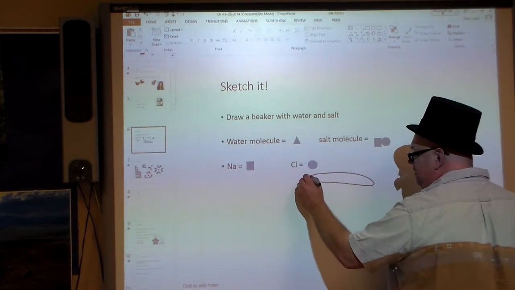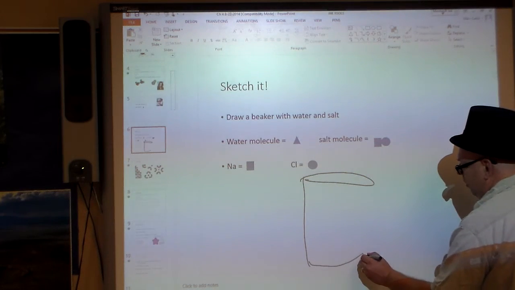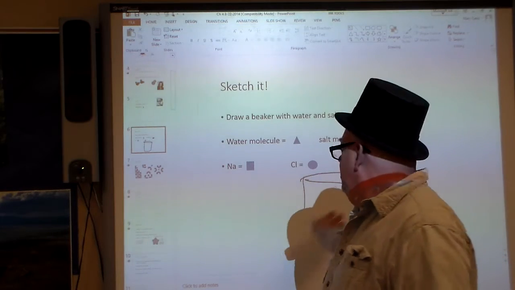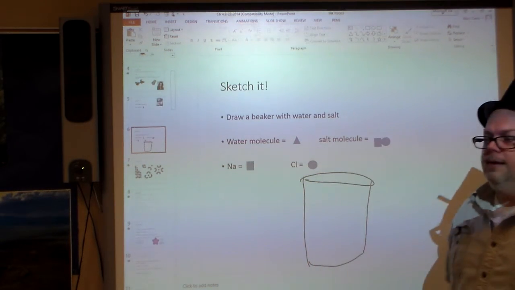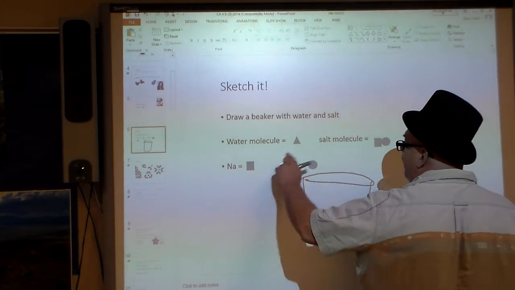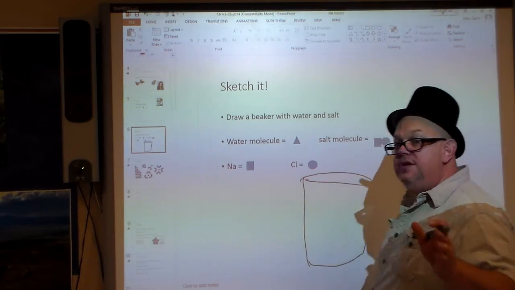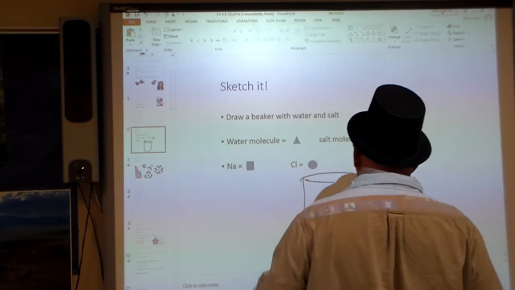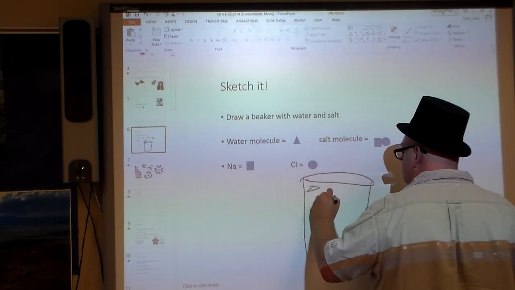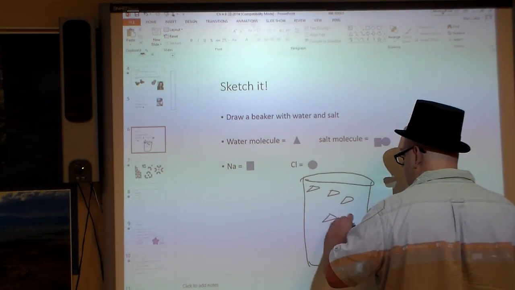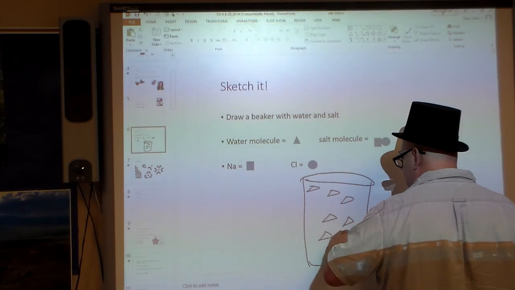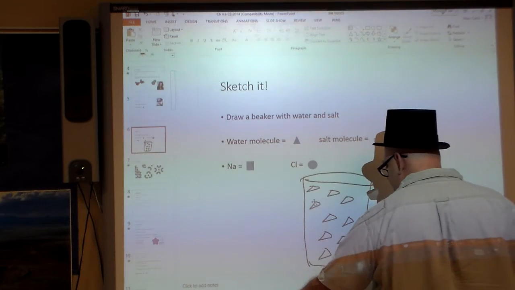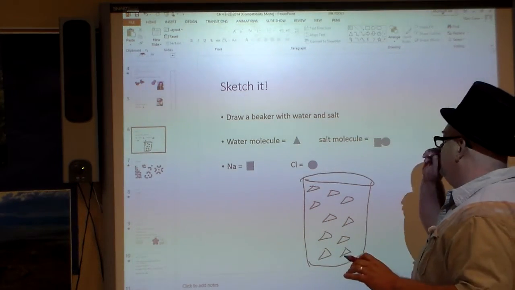So I'll get a little fancier with the beaker. Okay, calm down, DJ, it's not that bad. Okay, you have got this beaker here. We have some water. Now, for the sake of argument, we're going to assume there's more water than salt in there. Okay, so we'll just throw some triangles in there. That's our water molecules. Okay, then we're going to draw a salt molecule.